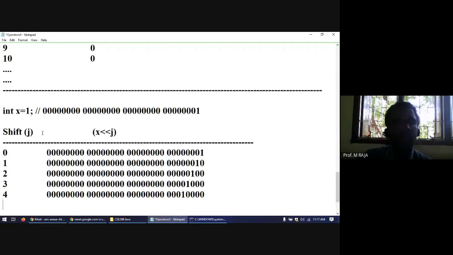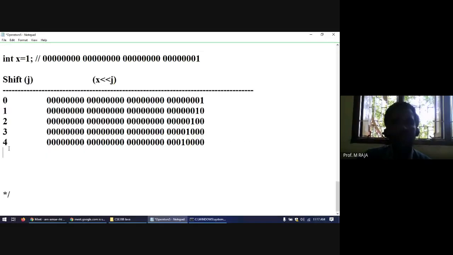Understand carefully, in the 0th shift, 1 is available in the first bit position. First shift, what happens? 1 is available at the second bit position. Fourth shift, 1 is available at the fifth position. So I do not want to continue this. Let us generalize.